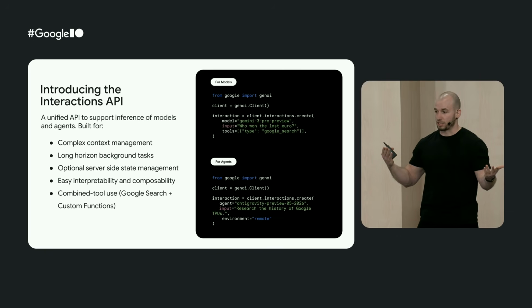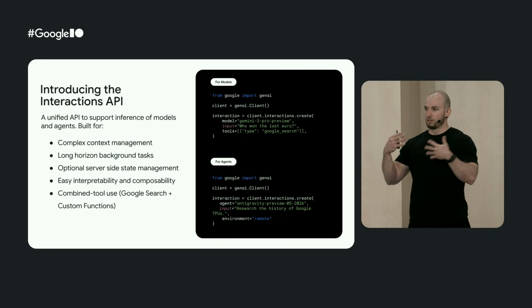And you can see here in the code snippet, both of them look very similar, right? We have a client.interactions.create call. On the top one, we have a model, in this case, Gemini 3 Pro Preview. On the lower one, we have an agent. So basically, you decide, okay, do I want to interact with a model or do I want to interact with an agent? Then I have my input, who won the last Euro, for example.